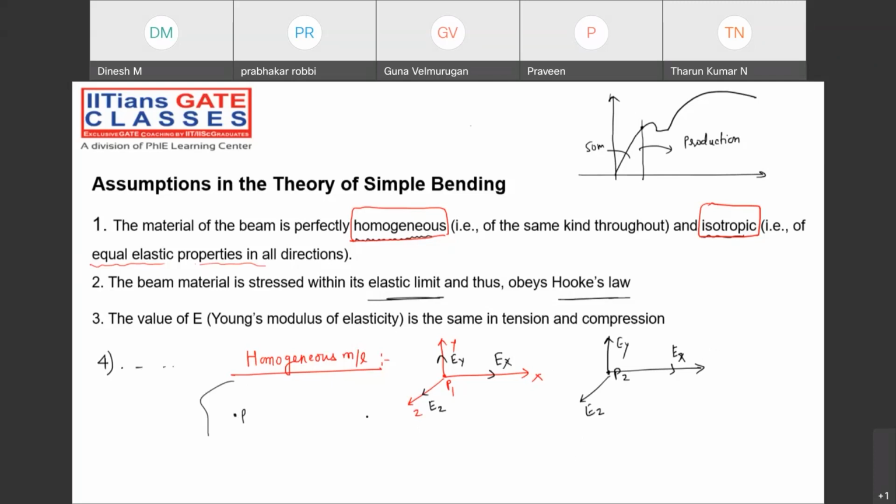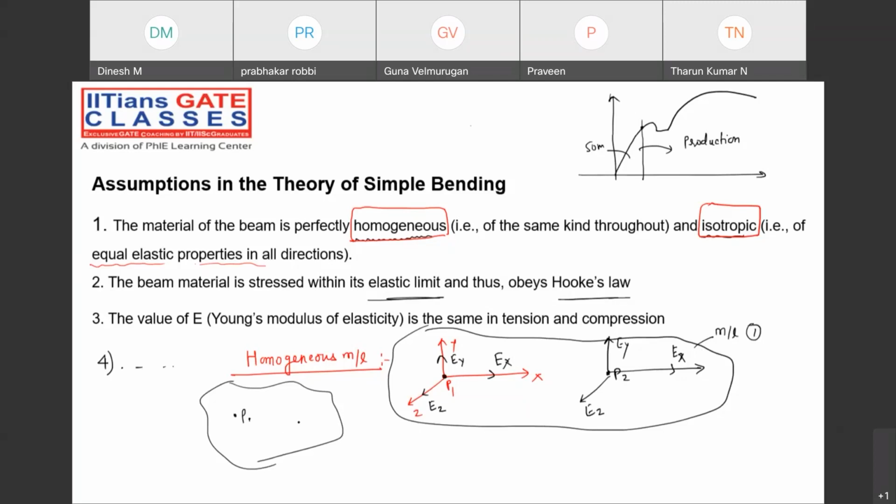Suppose any material is there. This is material number 1. Whatever I said, this is a point in that material. Two points I have considered. This is material number 1 we have. Now, if I consider two points P1 and P2 in another material, a non-homogeneous material, suppose in this direction E is Ex. In this direction E will be Ex dash.